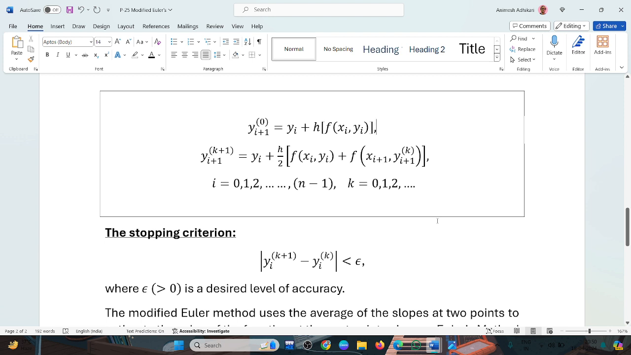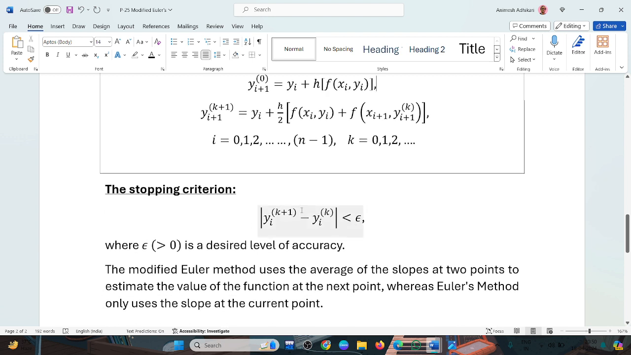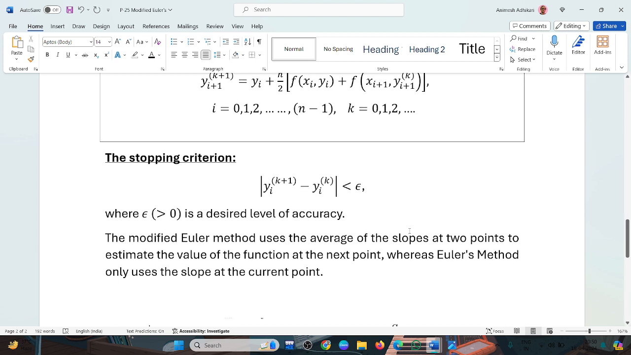The stopping criterion is that the modulus of yi for the (k+1)th approximation minus yi for the kth approximation is less than epsilon, where epsilon is a positive quantity, the desired level of accuracy. The modified Euler method uses the average of the slopes at two points to estimate the value of the function at the next point, whereas Euler's method only uses the slope at the current point.